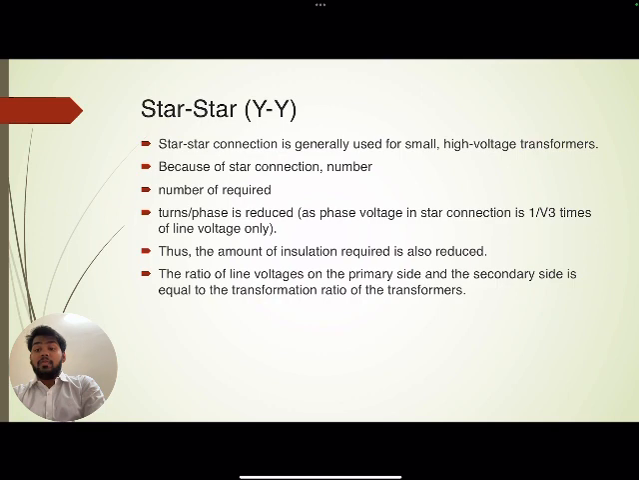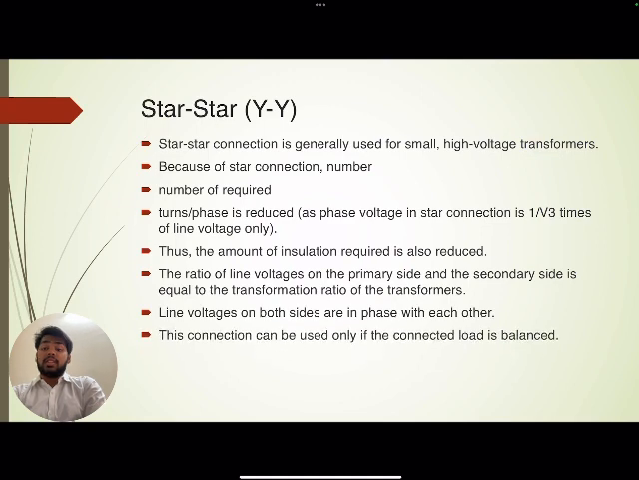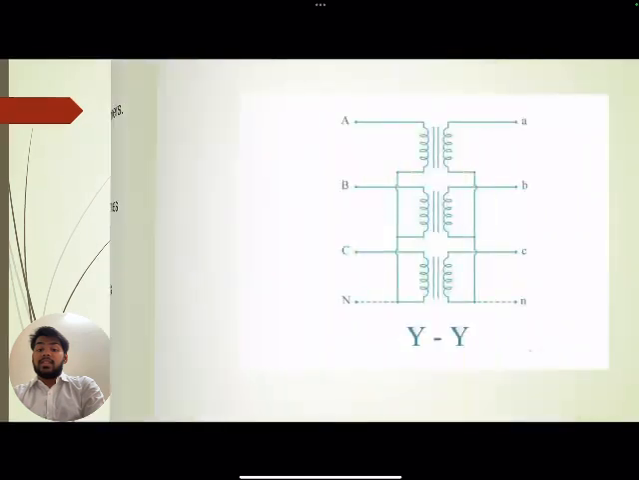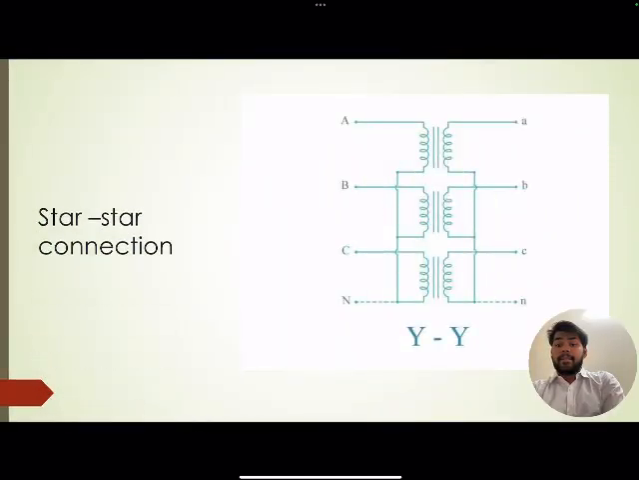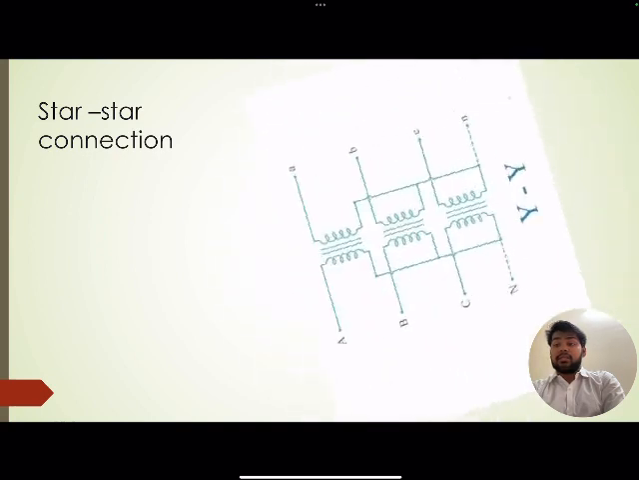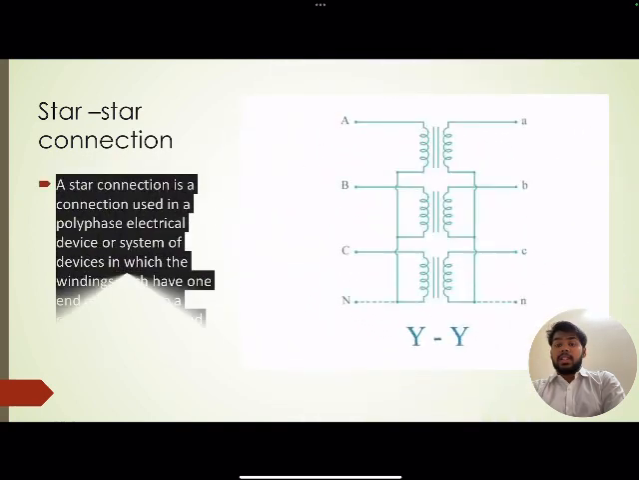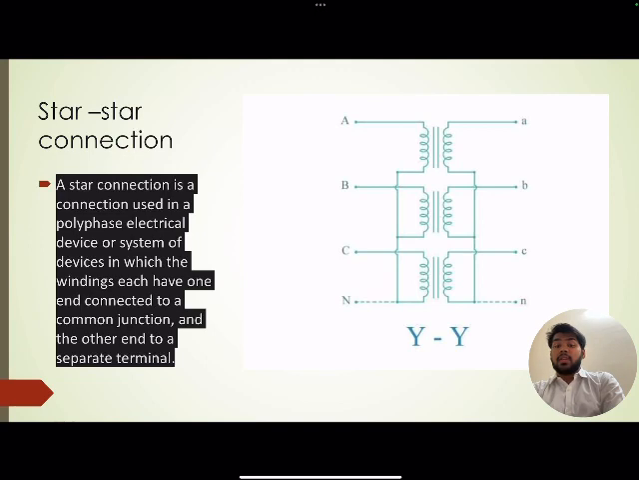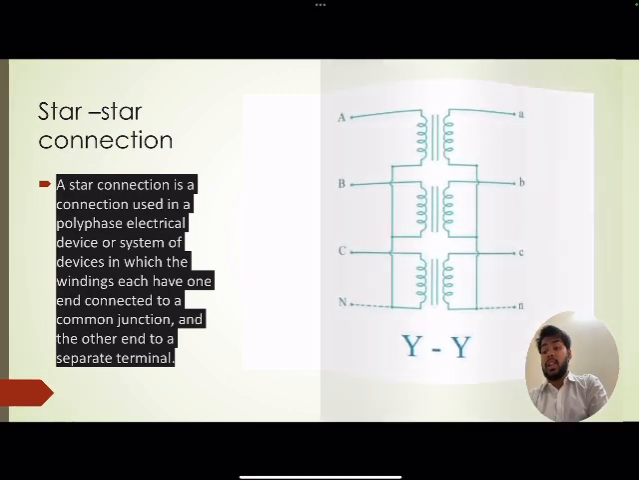The ratio of line voltages on the primary side and the secondary side is equal to the transformation ratio of the transformers. Line voltages on both sides are in phase with each other. This connection can be used only if the connected load is balanced. Star to star connection. A star connection is a connection used in a polyphase electrical device or a system of devices in which the windings each have one end connected to a common junction and the other end to a separate terminal.